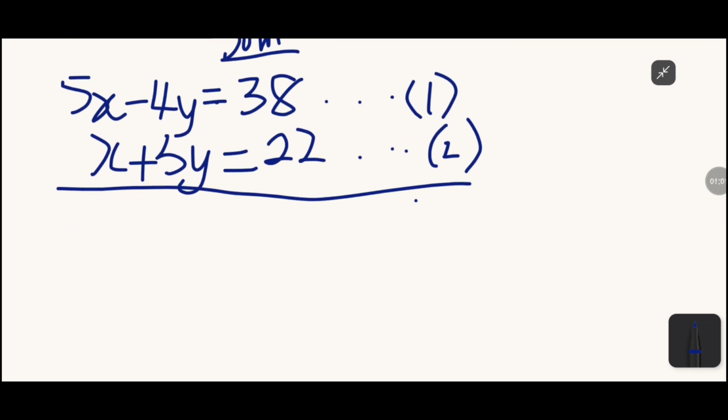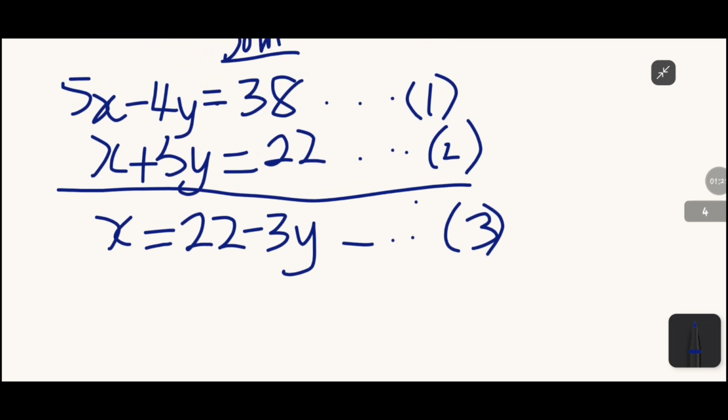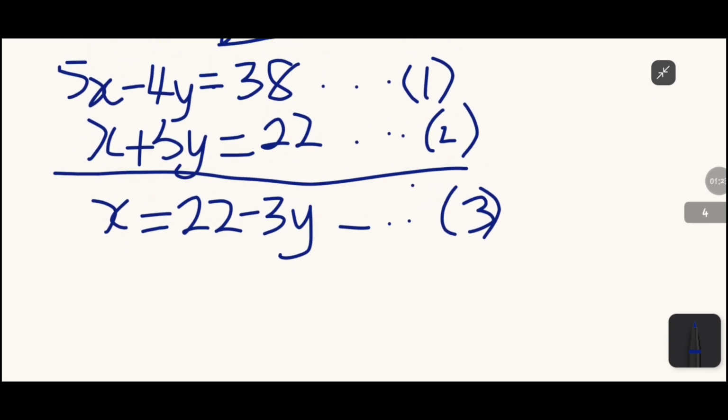So we have equation 2, making x the subject, we have x is equal to 22 minus 3y. Taking 3y to the right hand side, we have 22 minus 3y. So we can call this equation 3. Now, we are going to put equation 3 into equation 1. Why are we putting it into equation 1, not equation 2? Because we derived equation 3 from equation 2. So instead of putting it into equation 2 again, we are going to put it into equation 1.